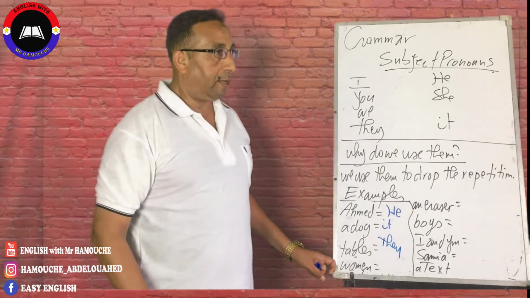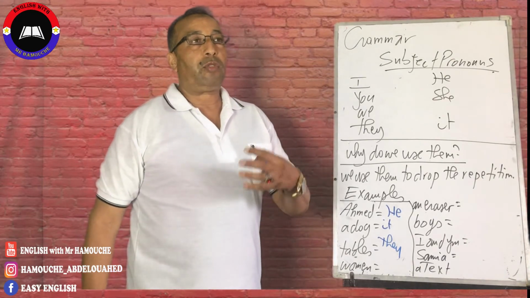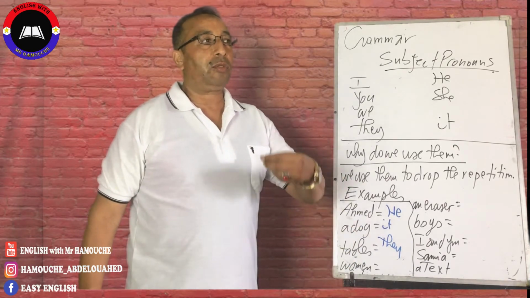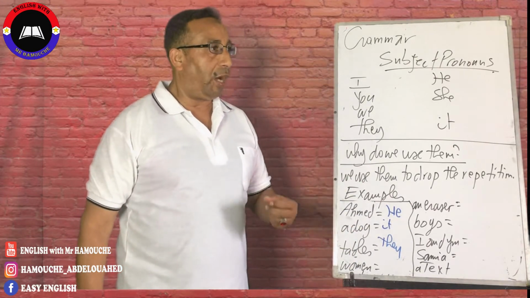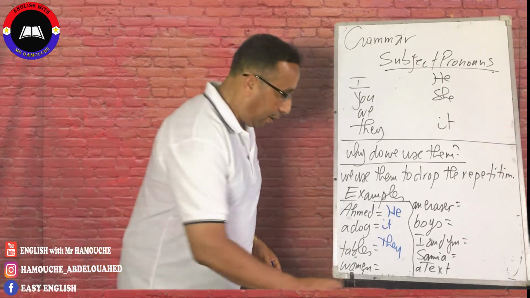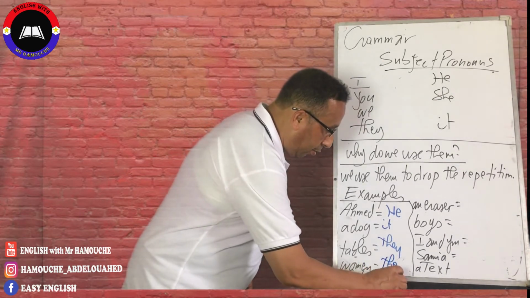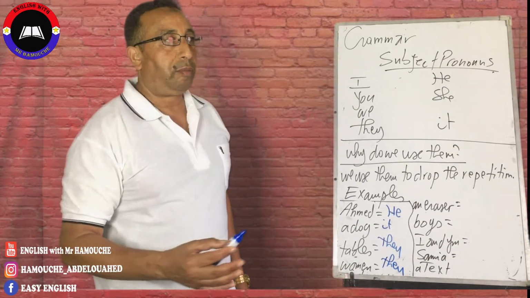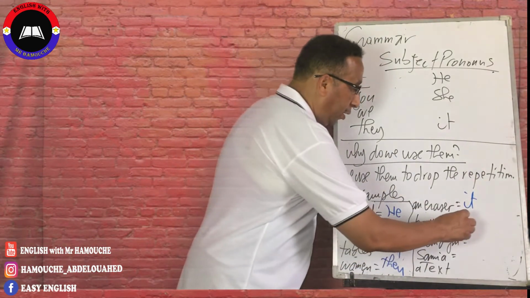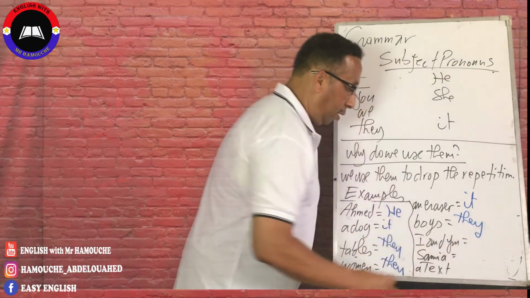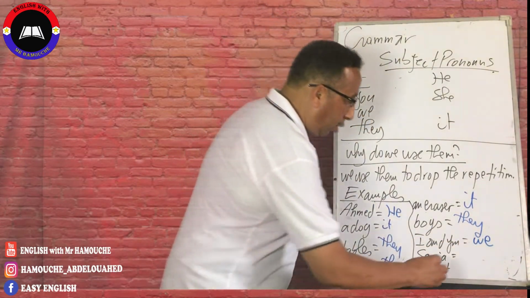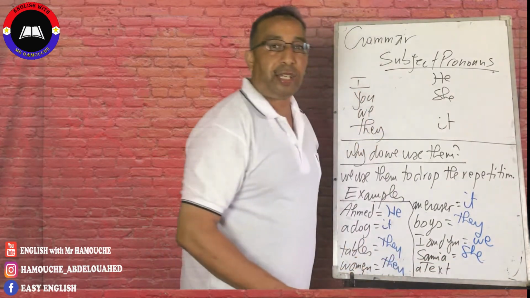Women, النساء. All the time, we should know the meaning, دائما يجب أن نعلم المعنى لكي نسهل استعمال النحو. So for example, women here is the plural of a woman, النساء: they. An eraser, ممحاة: it. Boys, الأولاد: they. I and you: we. Samia: she. A text: it.